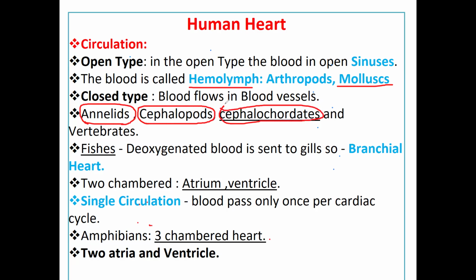Even cephalochordates are also not vertebrates. They are chordates but not vertebrates. So anyway, these are three groups of invertebrates in which the circulatory system is closed. And of course, all vertebrates exhibit closed type of circulatory system. So some technical terms like branchial heart. What do you mean by branchial heart?